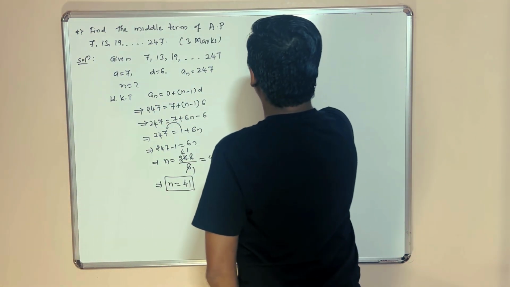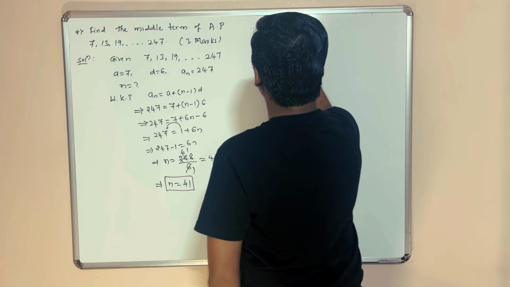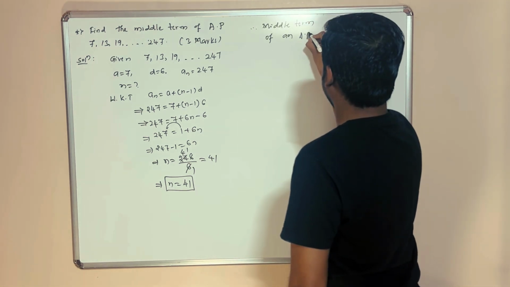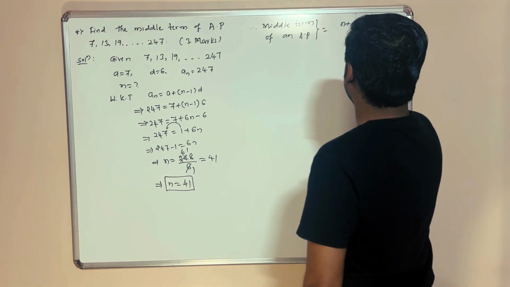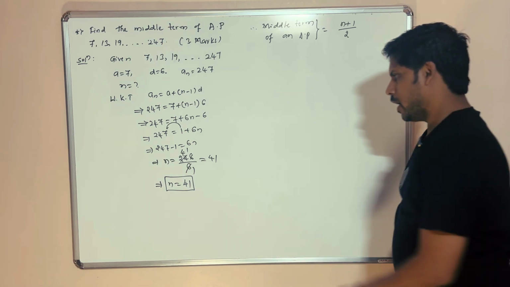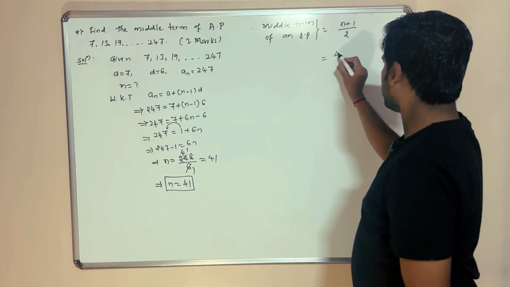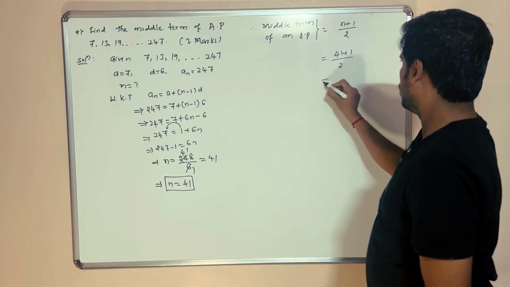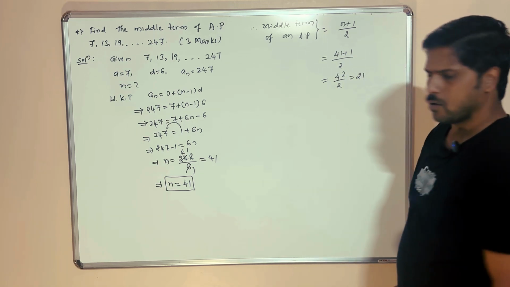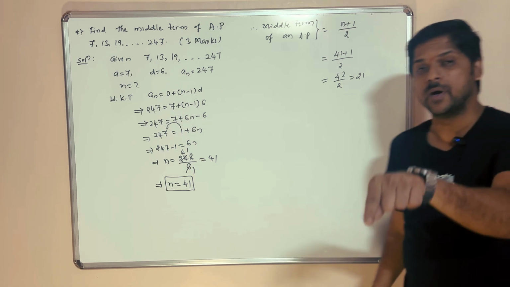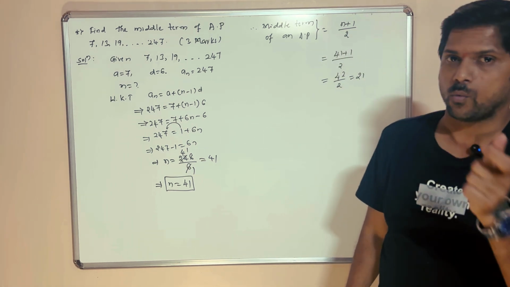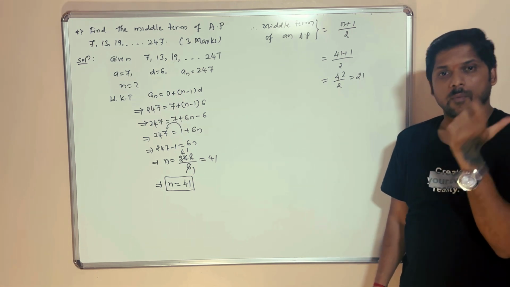So therefore the middle term of an AP is the (n plus 1) divided by 2 term. n plus 1 divided by 2. Here n value is 41, plus 1 divided by 2. So that is 42 divided by 2 is equal to 21. The 21st term is the middle term. Here we got the position of the middle term. But what is that number? The value of that term.